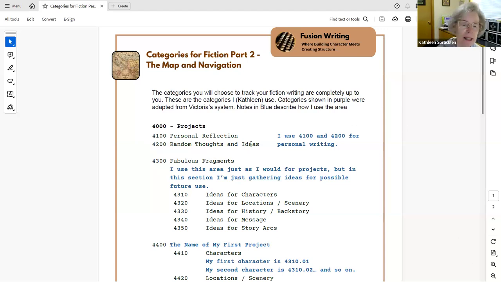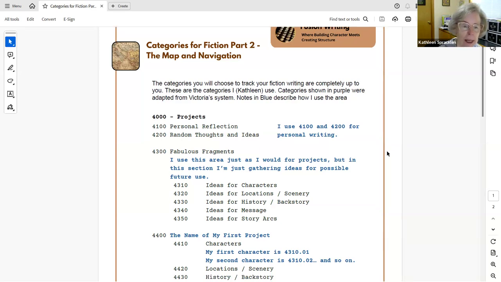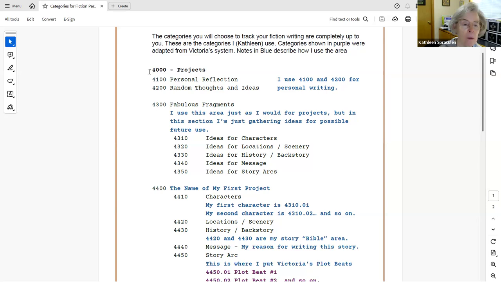Okay, so here is my map of how I do my characters. This is actually the handout that you will get over in LiLLiPub with the map lesson, so be sure to go over there and pick it up. All of my writing goes into the 4,000 region. I use the 4100s and the 4200s for my personal writing. That's just reflections and things like that.